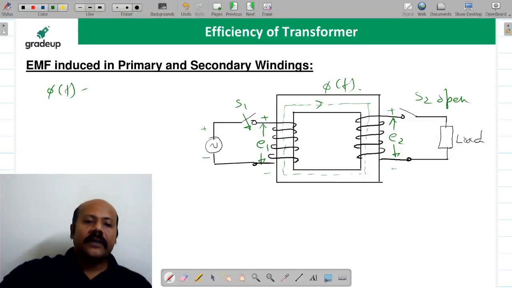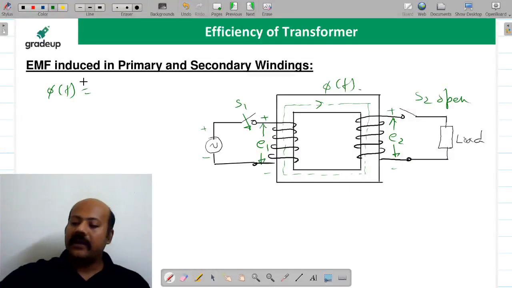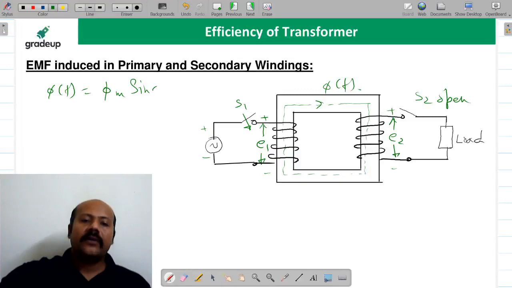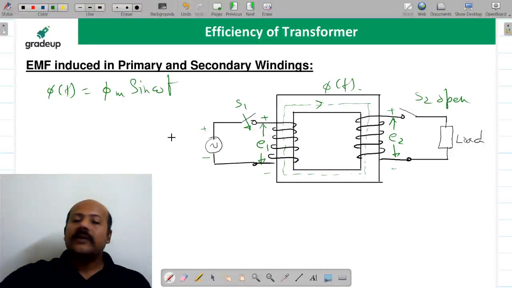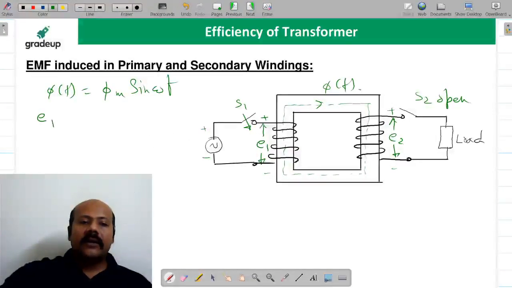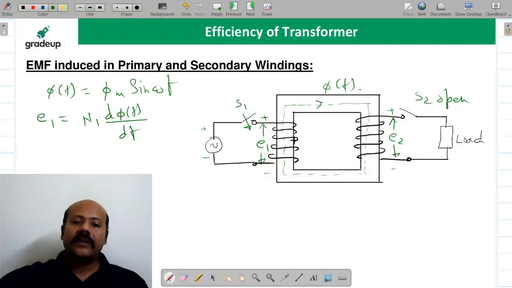Now this phi t, I am saying that this flux is time varying flux. What is the meaning of time varying flux? It is going to be sinusoidally varying. So phi m sin omega t. Suppose this flux variation with time is sinusoidal as we have assumed. Now if you apply Faraday's law, what is the EMF induced in the primary winding? It is going to be N1 d phi t upon dt. Yes or no? Because N1 is the number of turns at the primary side and N2 is the number of turns at the secondary side.